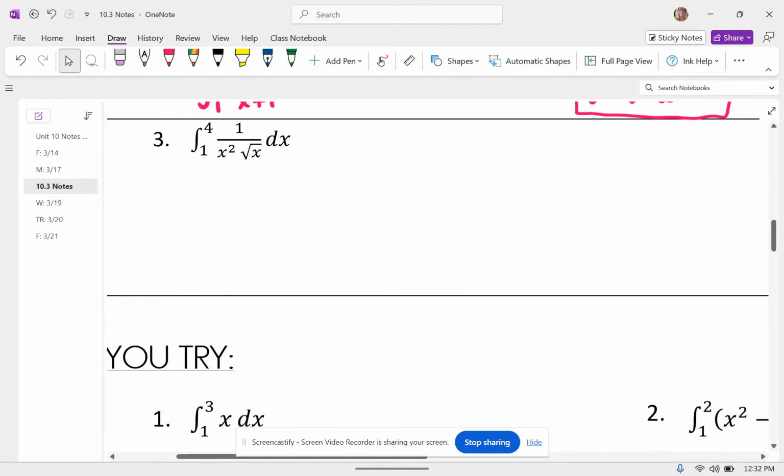Okay, let's look at the next one. I'm not liking it. I've got 2 things being multiplied together in the denominator. Let's distribute them and combine their powers, so that way I could just get a singular power of x. How does that sound? Sounds good?